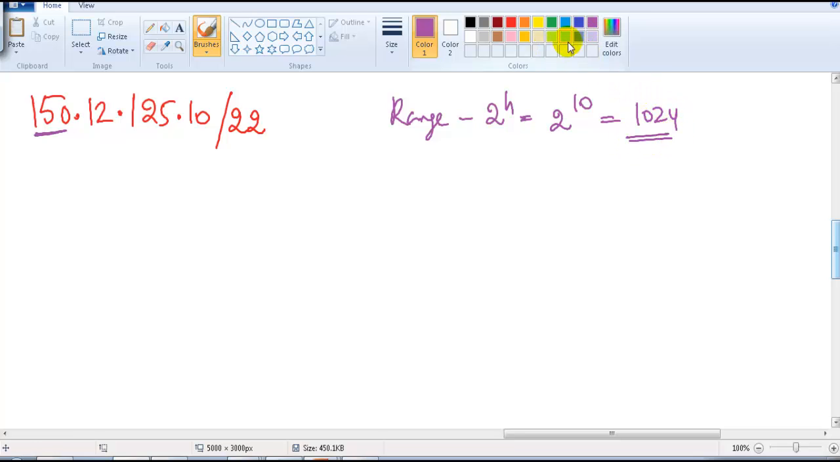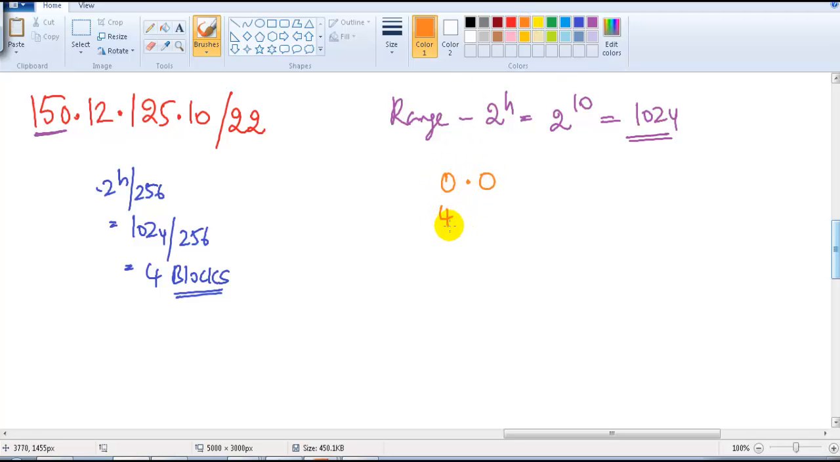In the B class, whenever you get a big network size, we use 2 to the power of h divided by 256. So 1024 divided by 256 gives 4 blocks of addresses, which means we write multiples of 4. The first portion will be 0.0, the next portion 4.0, and we continue with multiples of 4.